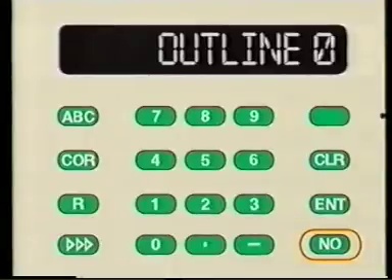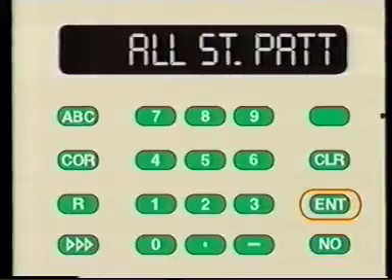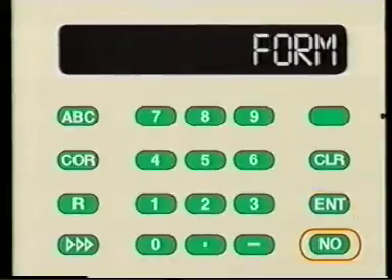The computer asks if the original outline is wanted. Press No. Is the pattern to be positioned? Press No. Press Enter. Press No.